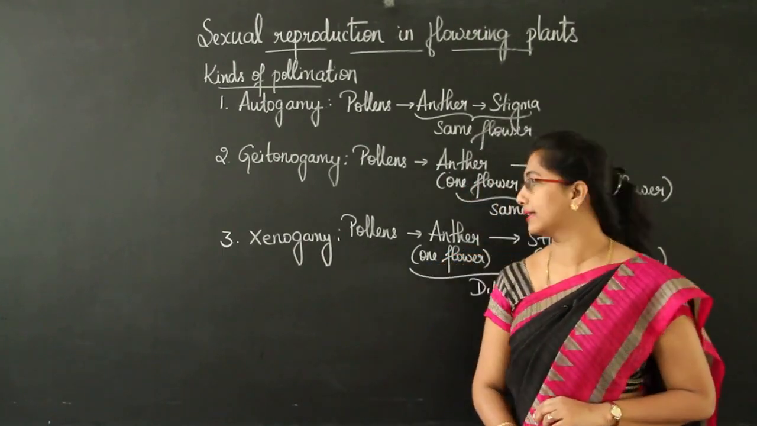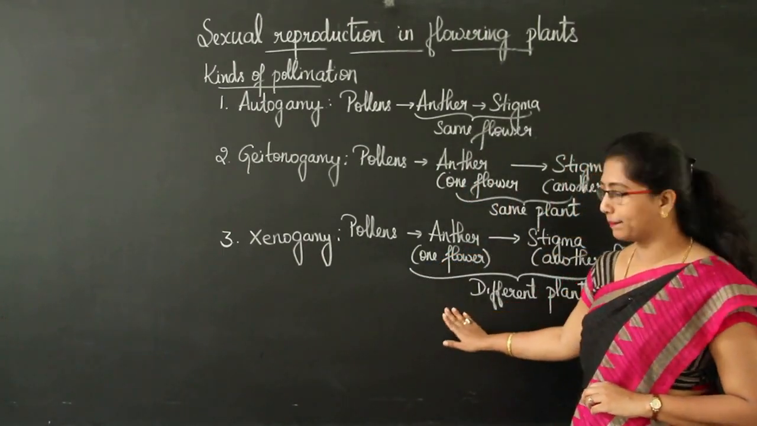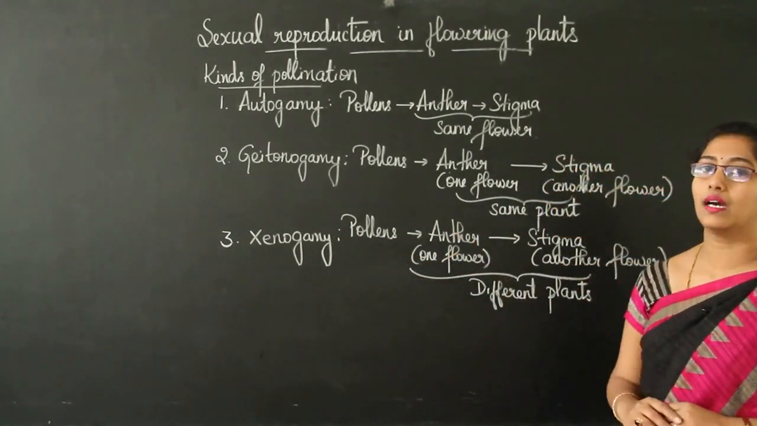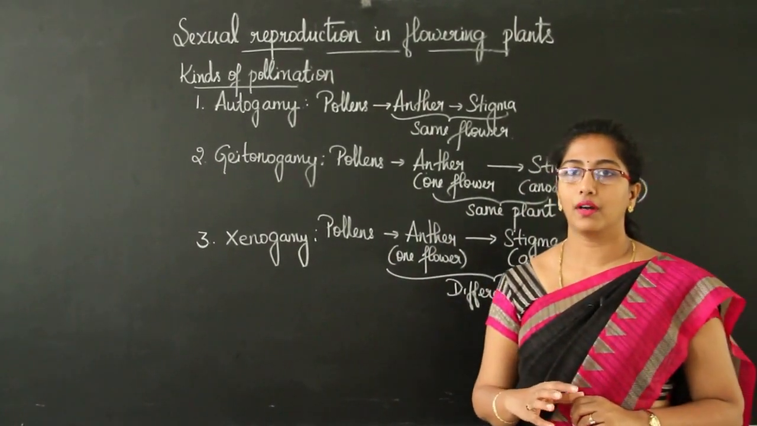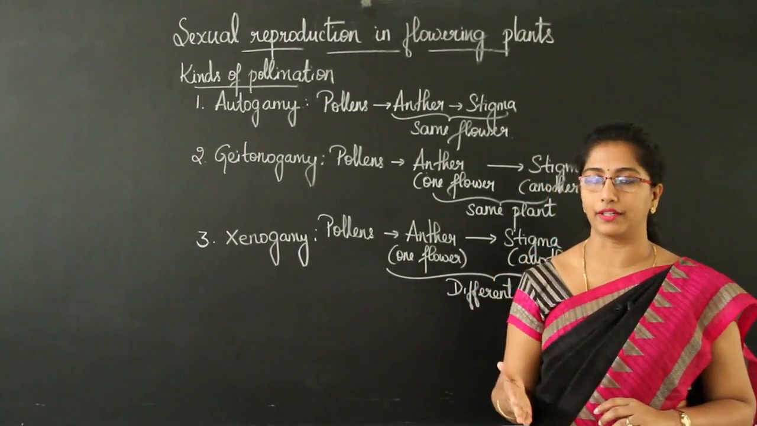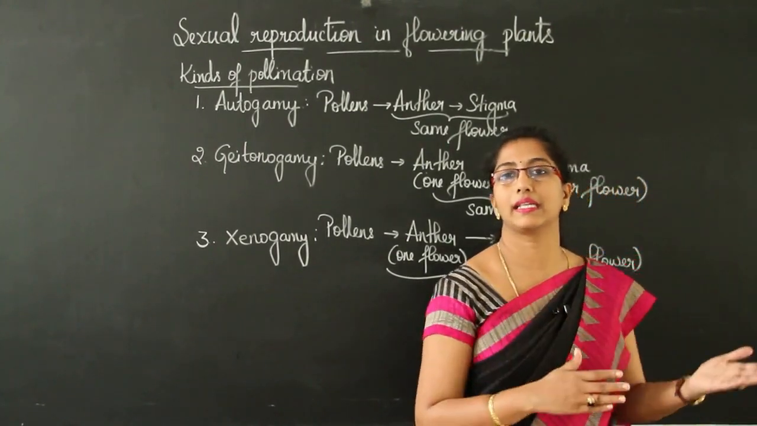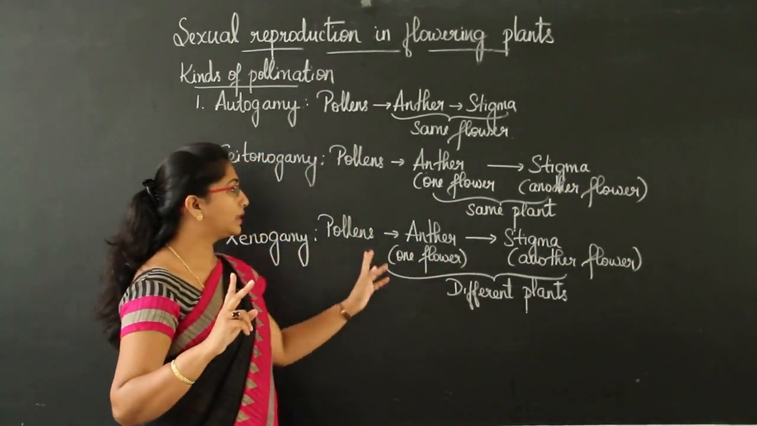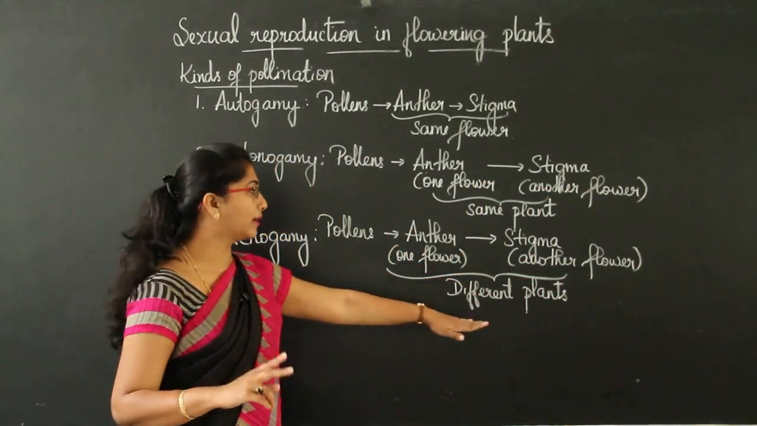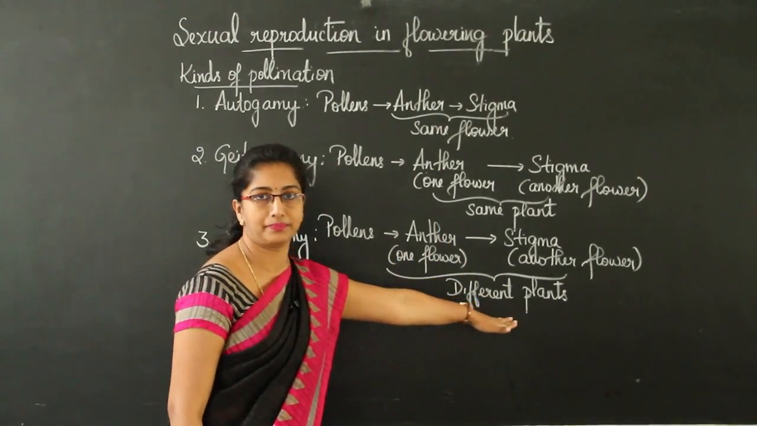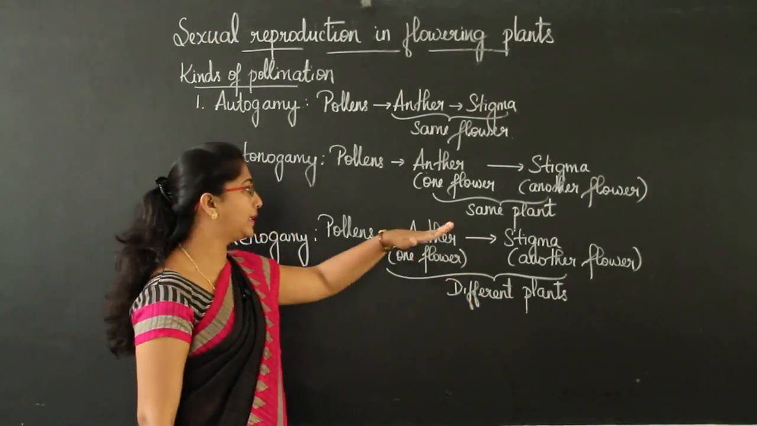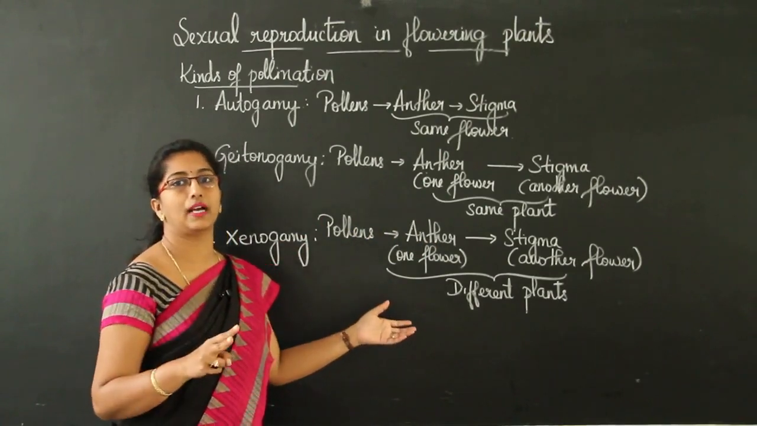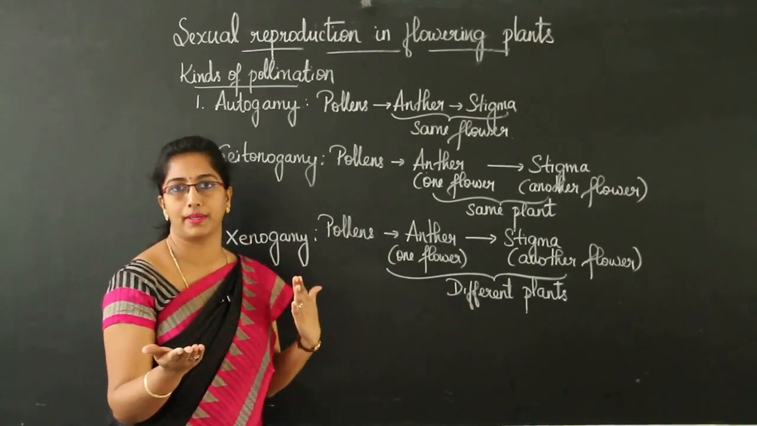So why do we say that? We'll just see what happens here. So in xenogamy, pollens are transferred from the anther of one flower to the stigma of another flower, but both the flowers are on different plants. Okay, so here also 2 flowers are involved, but both the flowers are on 2 different plants.